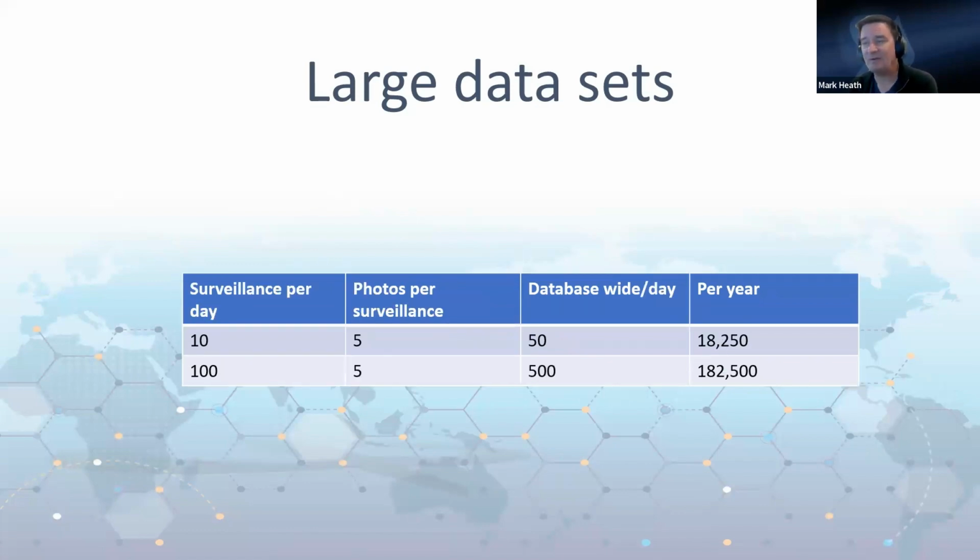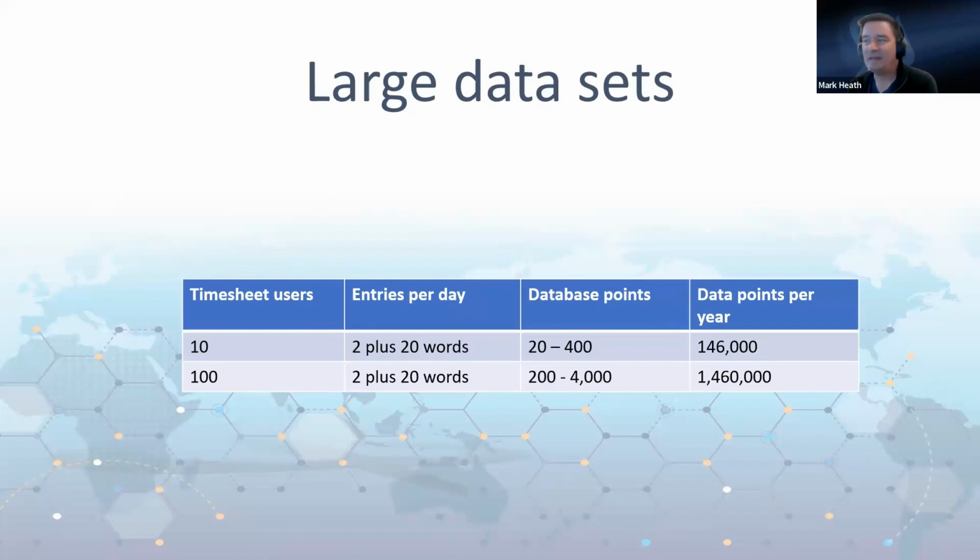So I showed you the surveillance documents. Again, you had 10 of those per day and you took 5 photos per surveillance, which tends to be the average. You got 50 database transactions just in that element per day, and that's 18,000 a year, and 100 is 182,000. And then if you've got timesheet entries, you've got 10 people timesheeting, they put in 2 records per day, let's say. So that's 2 tasks they've worked on. Most people maybe would do less, but then they write comments against it, totals up to 20 words. If you're looking at the words combination, you've got 146,000 data points there.